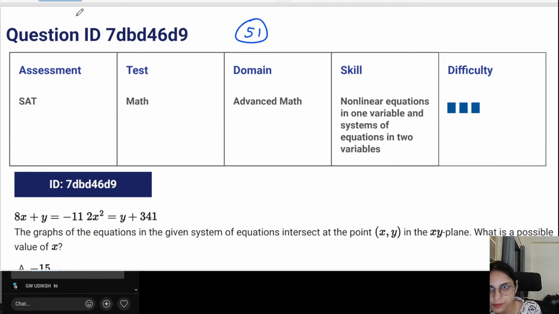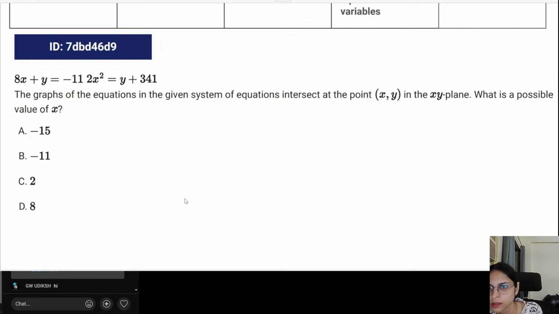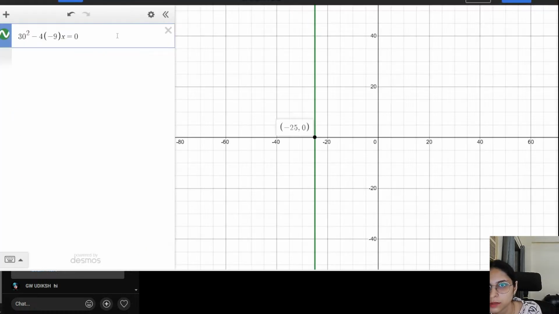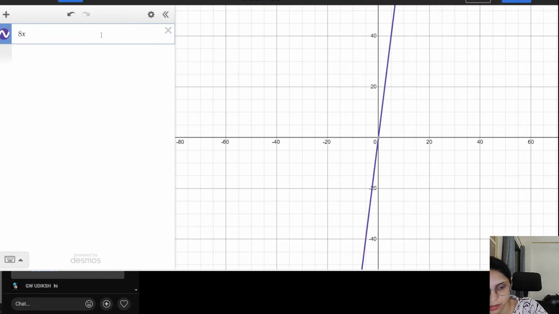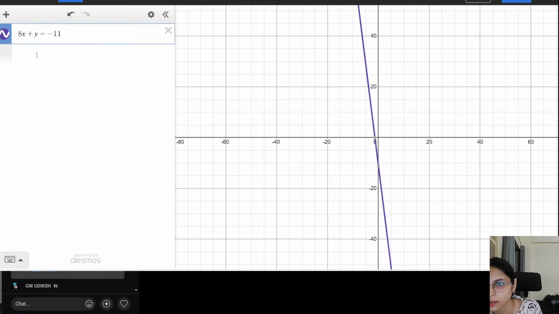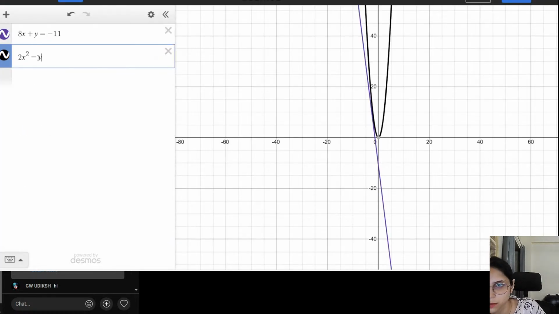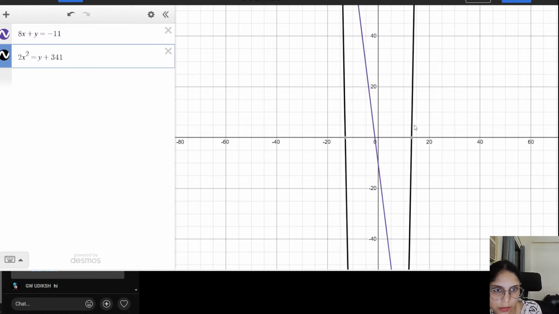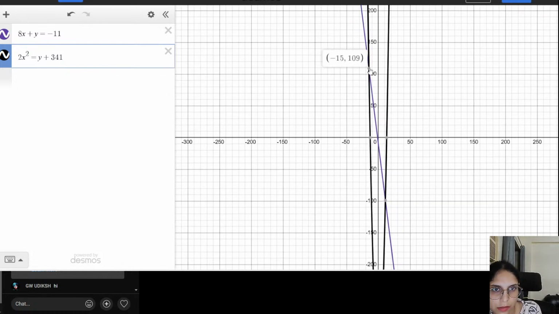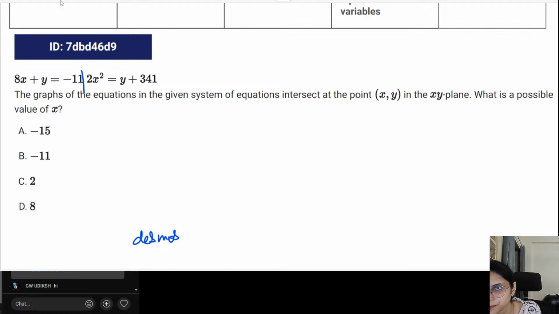51. This is also Desmos. So 8x plus y equals negative 11. 2x squared equals y plus 341. Negative 15, 11. 11 is not given in the options.